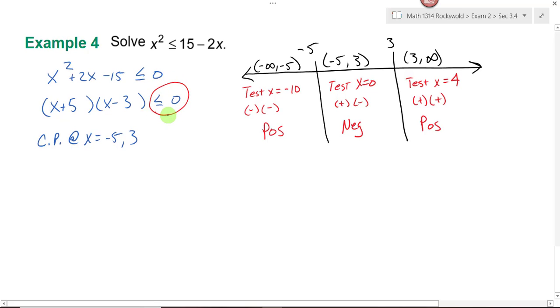Because this is less than or equal to 0, which one of these do I want for my answer, the positives or the negative? Less than or equal to 0 means negative. Negative numbers are smaller than 0. So my answer would be the interval that goes from -5 to 3, but I don't want to put a parenthesis there. I want a bracket. Or you could write x is in between -5 and 3. That would be your answer written as an inequality. And this wraps up section 3.4.